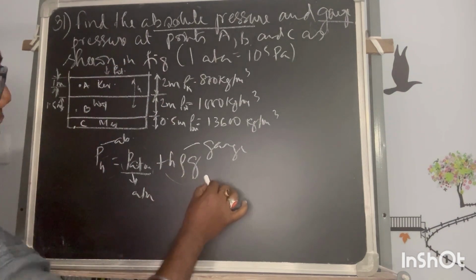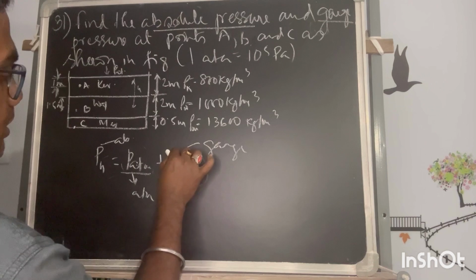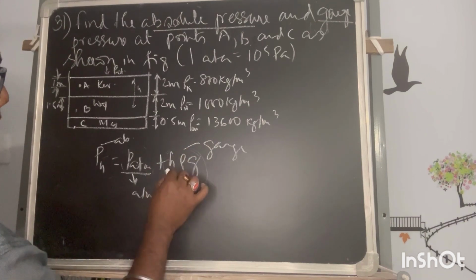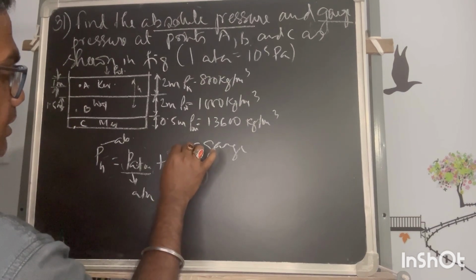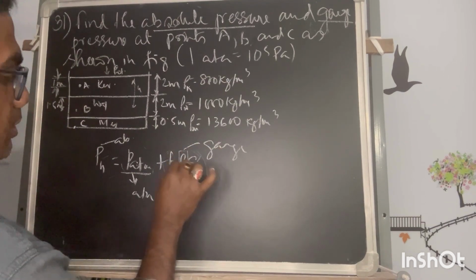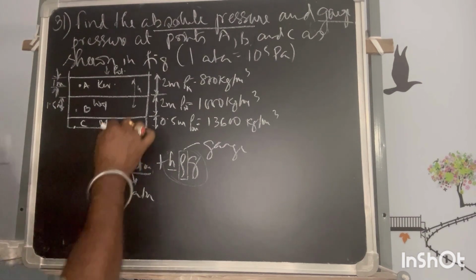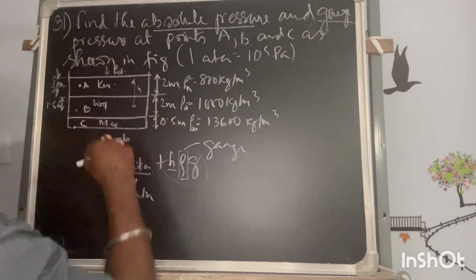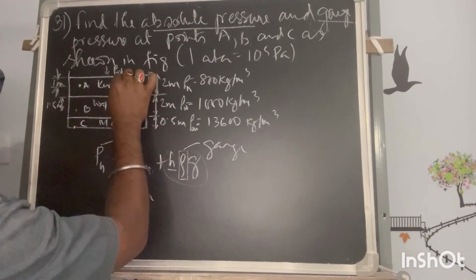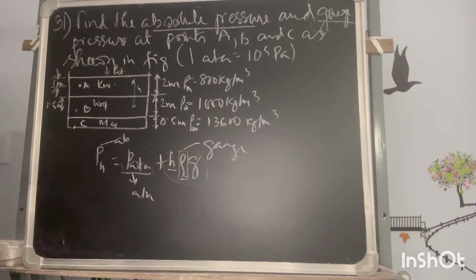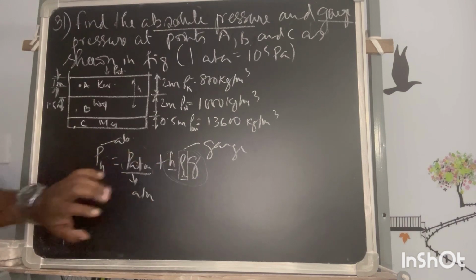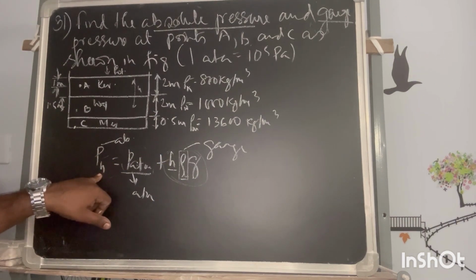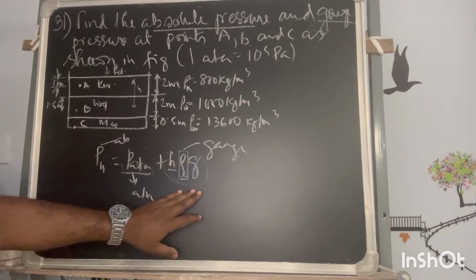But after this, the height part will vary as we go down. In that case we are not varying the density, but if you go on dipping yourself, you will see that the height is automatically increasing, and at the same time the density is also changing. So straightaway I cannot use this formula. But anyhow, the basic formula is this, where this is your absolute pressure and this part is your gauge pressure.